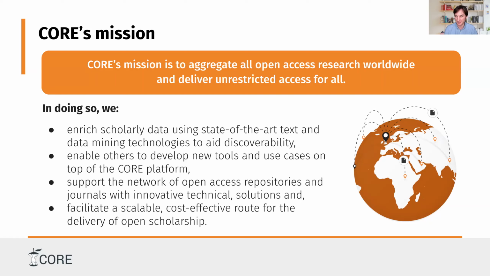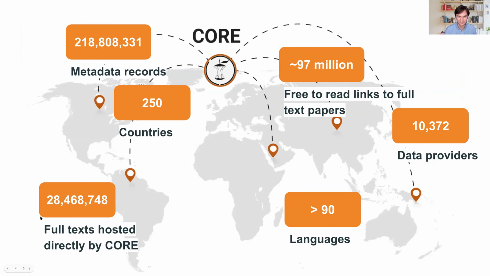So we embrace the fact that the data needs to be available for other purposes and for other services to reuse. We very much support the network of open access repositories. We want to help this network to flourish, and we therefore want to be really the best of friends with the data providers who actually enable us to do what we're doing. We're also trying to facilitate a scalable, cost-effective route for the delivery of open scholarship and also the transition from paywalled scholarship to more open ways of scholarship.